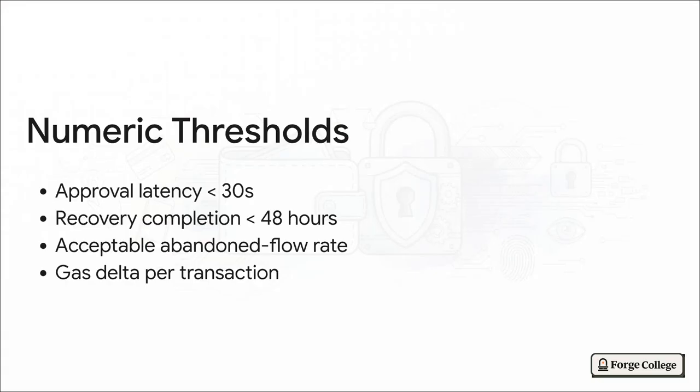And look, the days of just relying on your gut feeling to design security are completely over. You have to define numeric thresholds. You actually need to sit down with your product team and ask the hard questions. Is our target approval latency under 30 seconds? Do we absolutely need recovery completion under 48 hours? What is our mathematically acceptable abandon flow rate for this new feature? Exactly how much extra gas delta per transaction are we willing to swallow? You must use quantifiable metrics to justify exactly how much speed you are trading for safety.